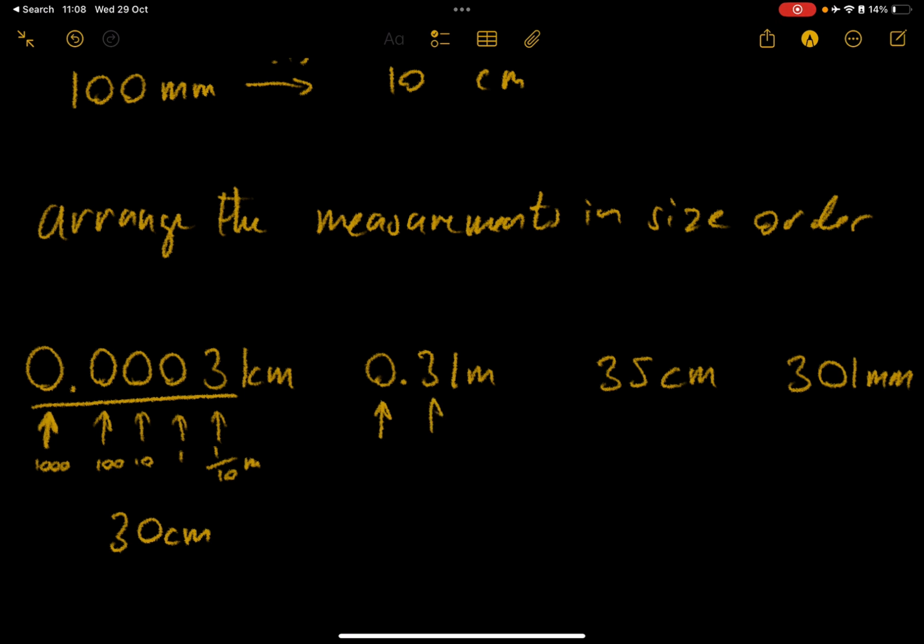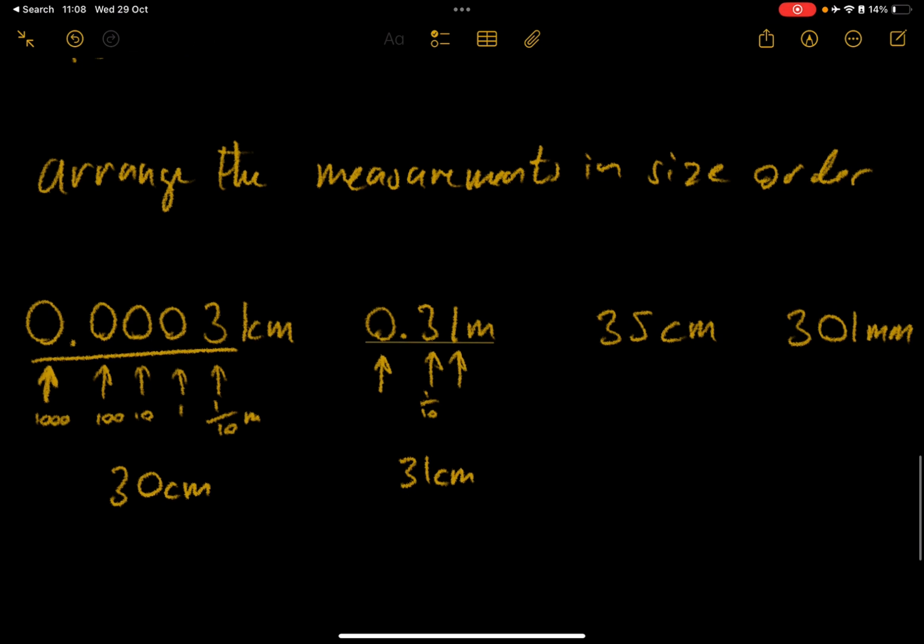Again, there's our full meters. That is 1/10 of a meter, or you say tens of centimeters. This next place is centimeters, 31 centimeters. Okay, 35 centimeters, well, that's just 35 centimeters. And 301 millimeters. So hopefully you know that, okay, there's millimeters. This next one is centimeters, so that is tens of centimeters. So we're talking about 30.1 centimeters.